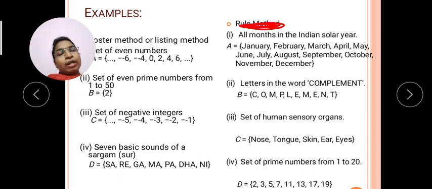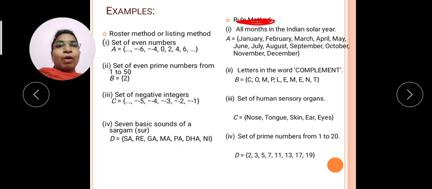Okay, more examples of the rule method and listing method, tomorrow again I will repeat and explain. But every point, every example, you have to note in your notebook. Thank you.